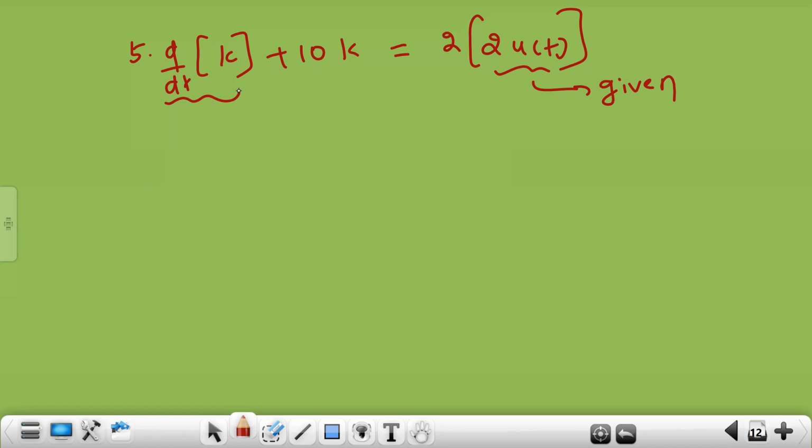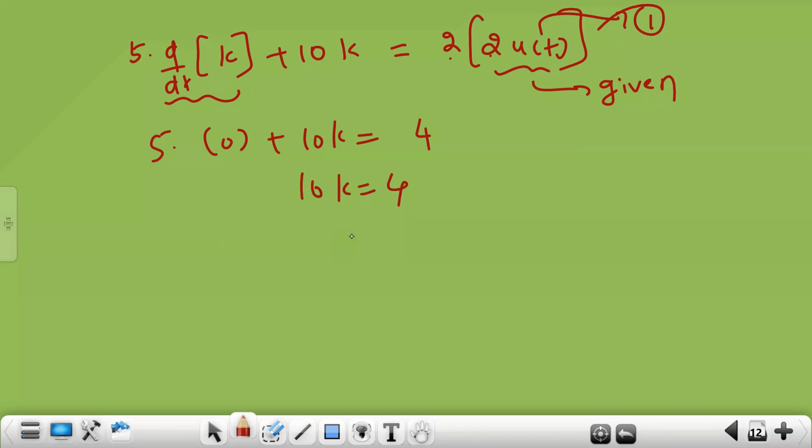Okay. So 5 into 0 plus 10k equal to 2 into 2, 4, u of t. You can consider this as 1. u of t is 1. Correct. So the right hand side will become 4. So 10k equal to 4, or k equal to 4 by 10, which is equal to 2 by 5.